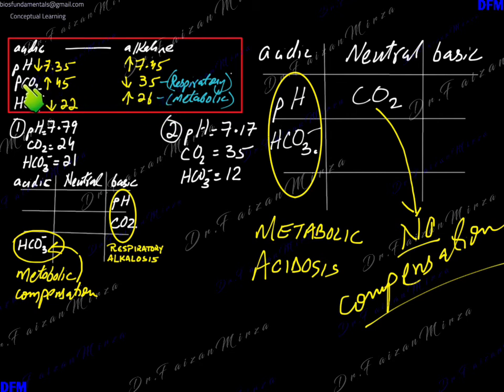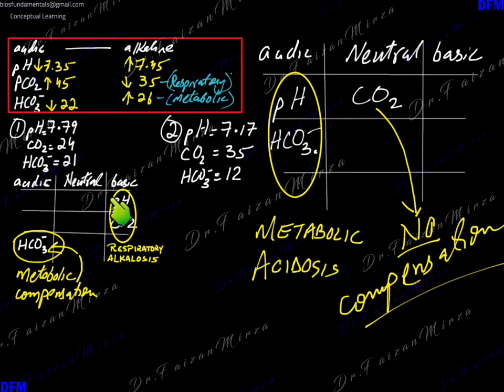Since carbon dioxide is moved out of the body through the lungs, PCO2 is a respiratory marker, whereas bicarbonate is a metabolic marker because it goes out mainly through the kidneys, but yes, to a certain extent in your respiratory system as well. So bicarbonate for alkalosis and acidosis is considered the metabolic marker, and CO2 is considered the respiratory marker for acidosis and alkalosis. The values in between these are the normal values.